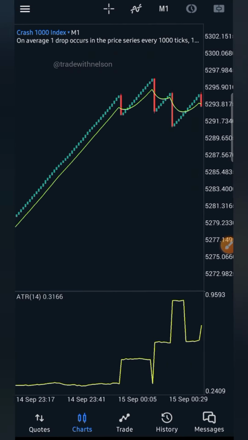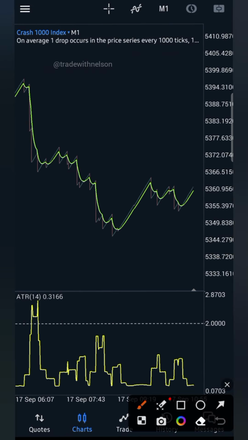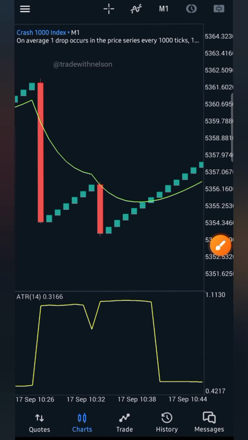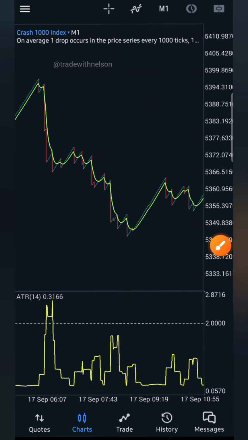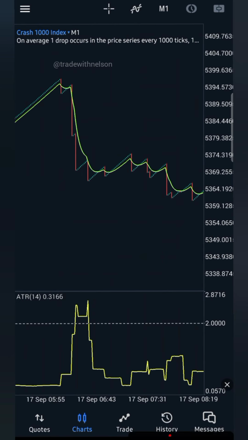So on the Crash 1000 market, what do we want to be paying attention to? You can see over here, we have the 2 level. This 2 level is exactly where we want to be looking to take our trades. You want to zoom out, and you can also zoom in if you want. It all depends on you, but you want to make sure that the 2 level is showing on your indicator window.